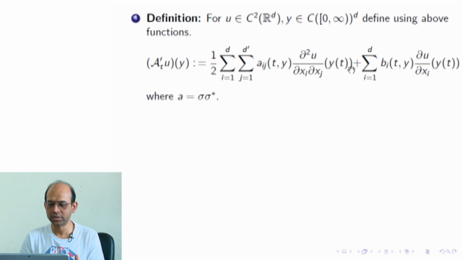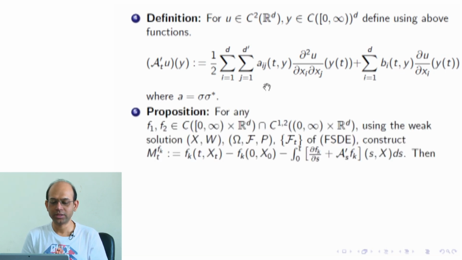Then there is this summation of b_i(t, y), summed over all i. Here also b depends on the whole path y, and then ∂u/∂x_i of y(t). Okay, so that is how we introduce this A prime operator, and this of course depends on t because t appears here. When this operator acts on u, we get a functional which depends on the whole path, so the path y appears here, and it appears on the right hand side also.